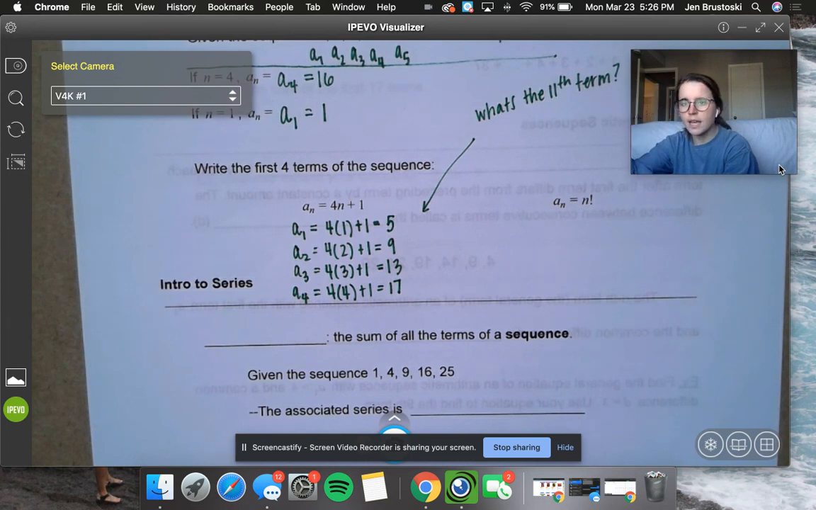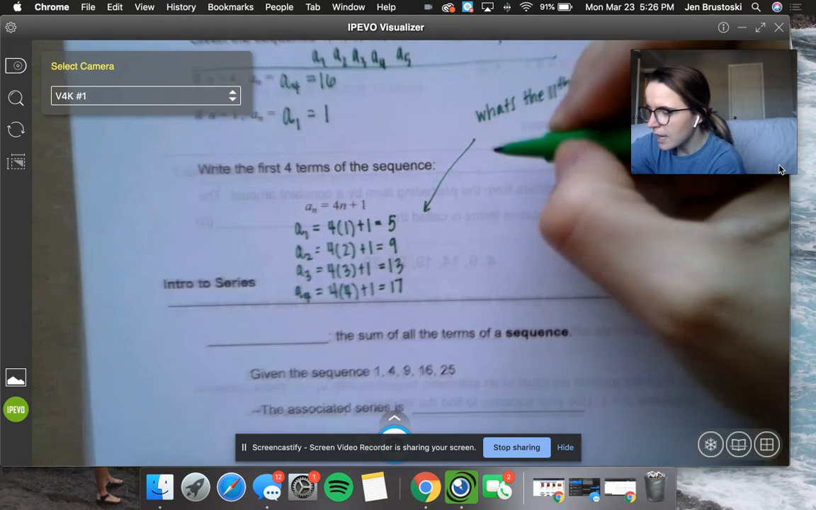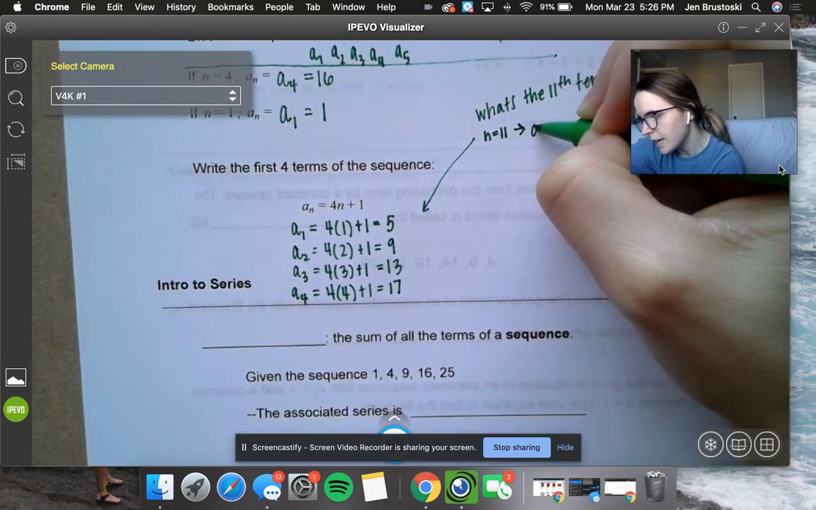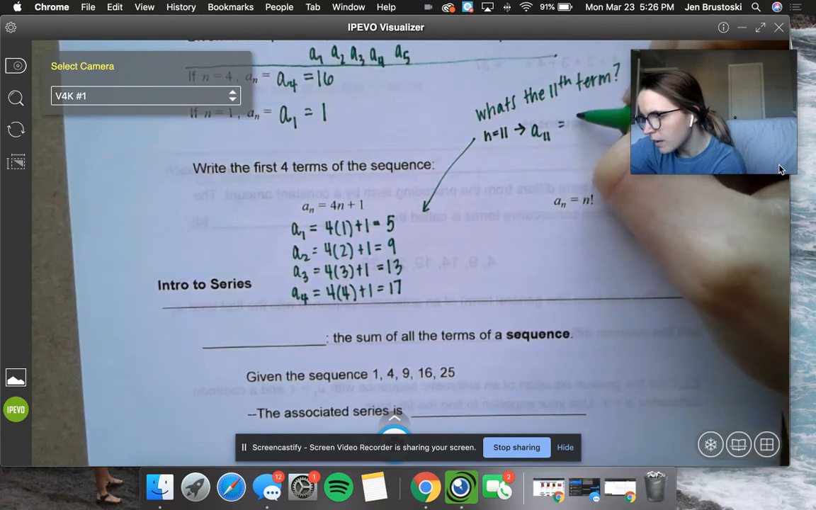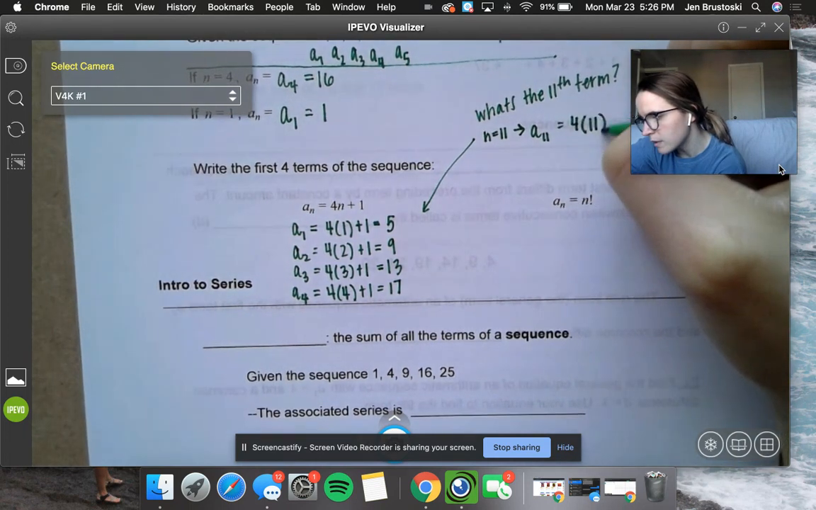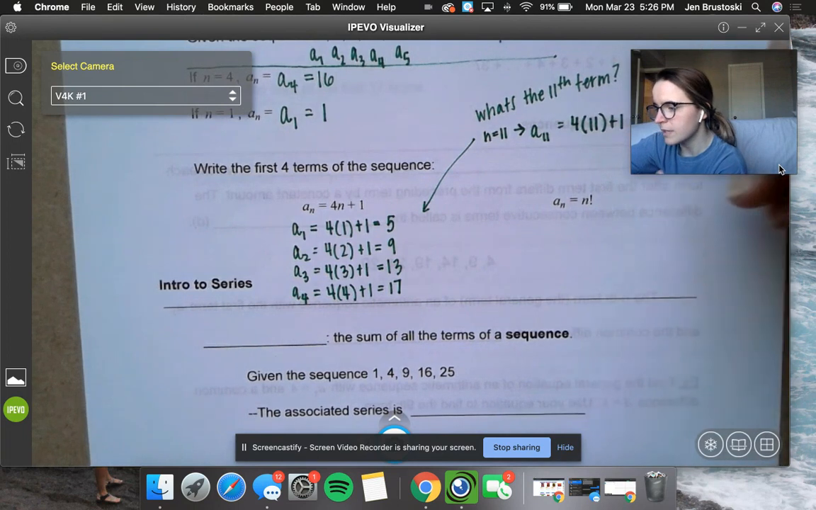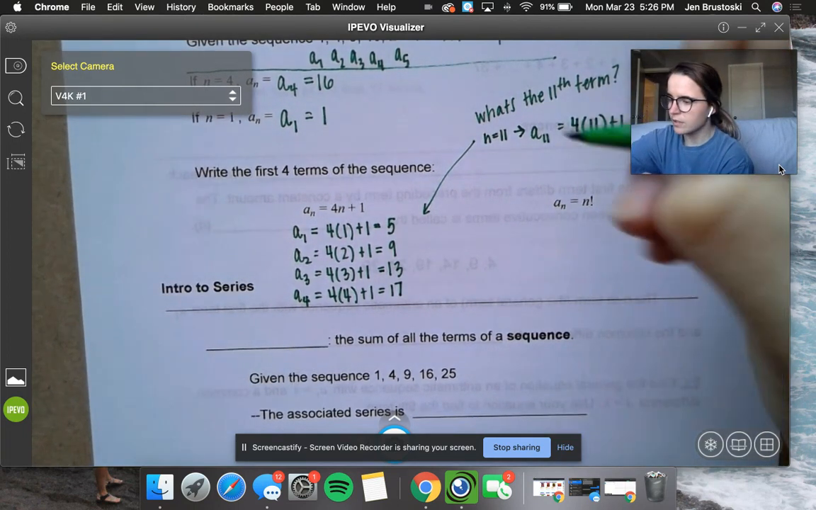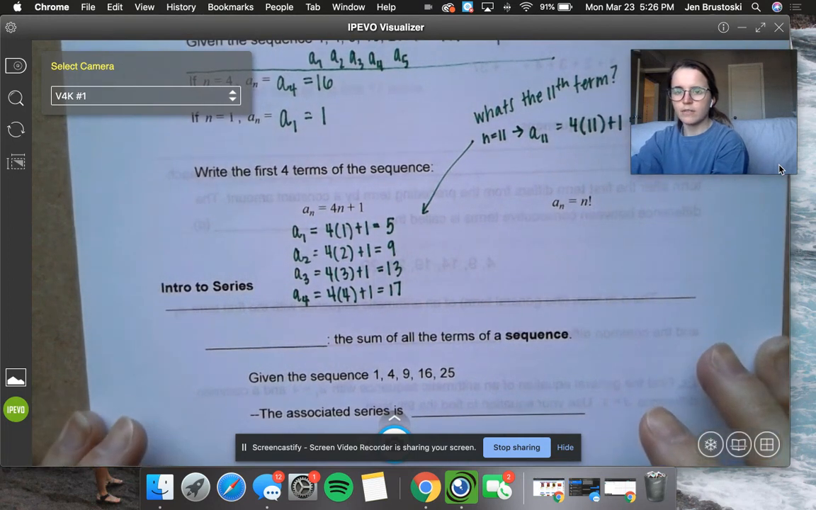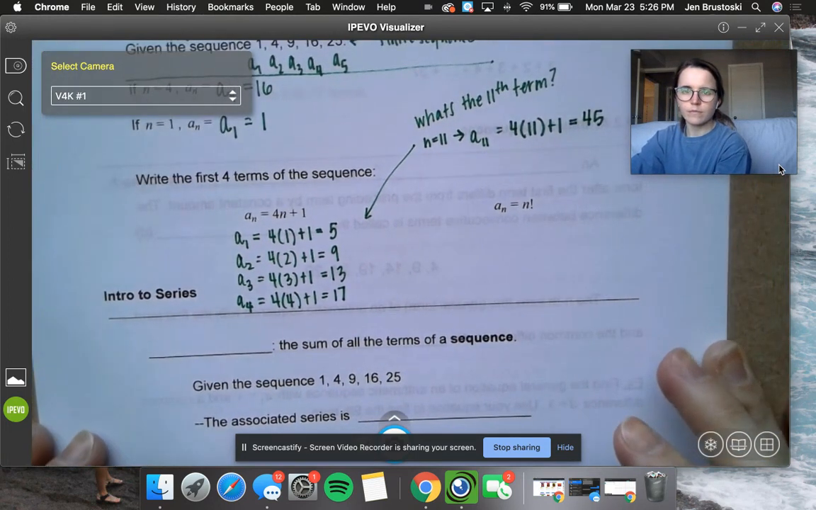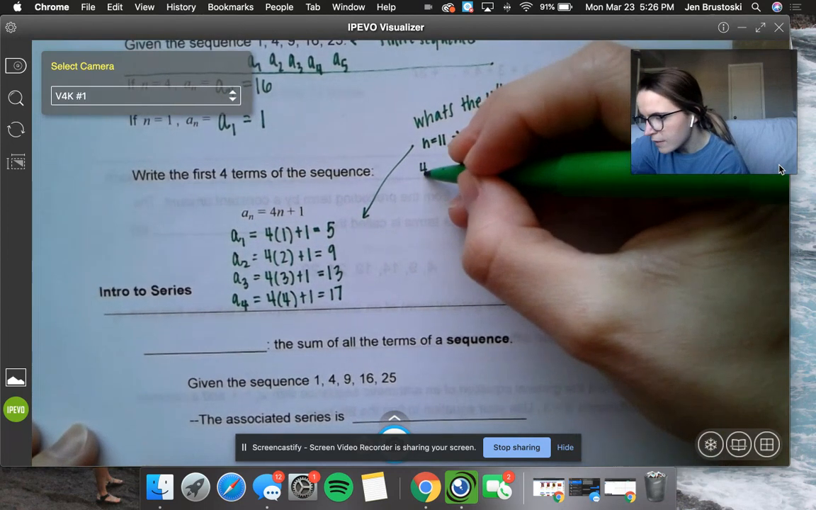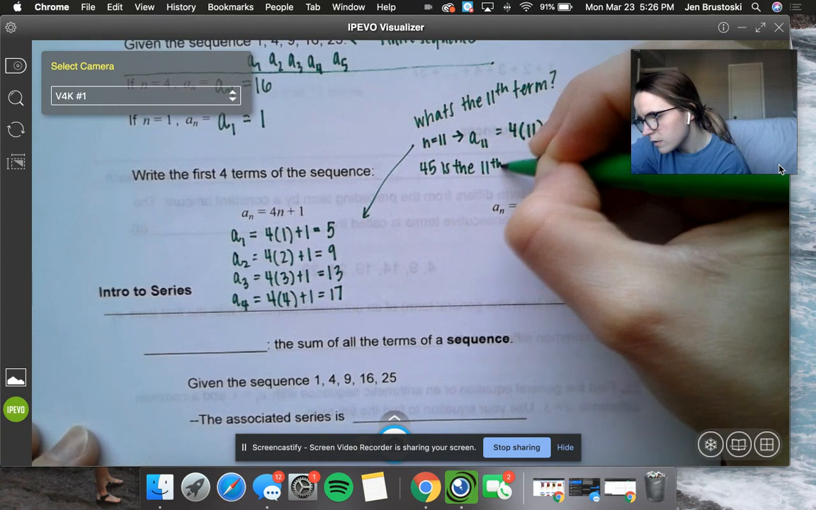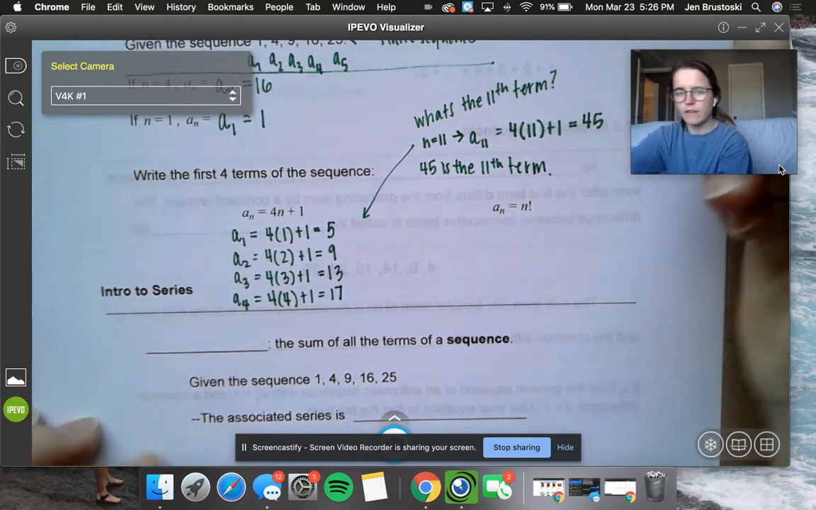So instead, what we can do is we can just take n of 11. If n is equal to 11, we're trying to find a sub 11. We just plug 11 in for n in the sequence. So 4 times 11 is 44, plus 1 is 45. So we get 45 is the 11th term, if it has an example like that.